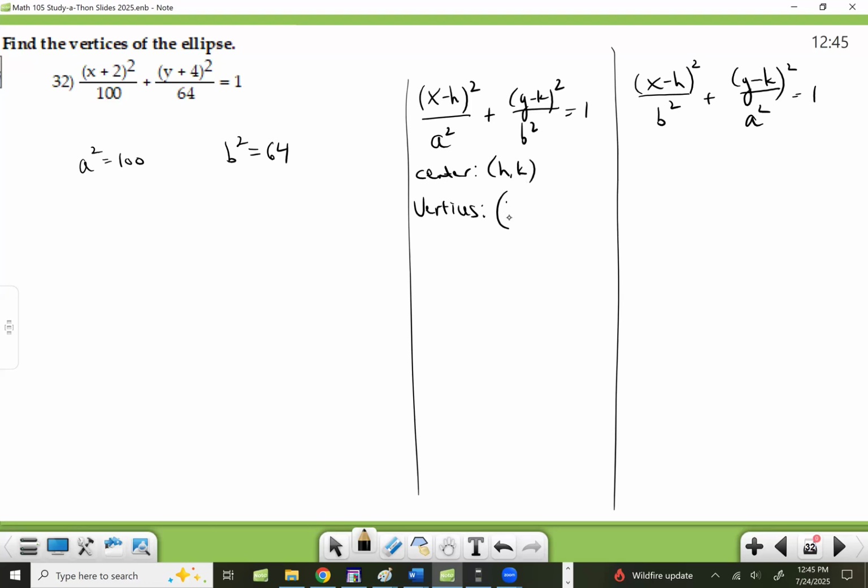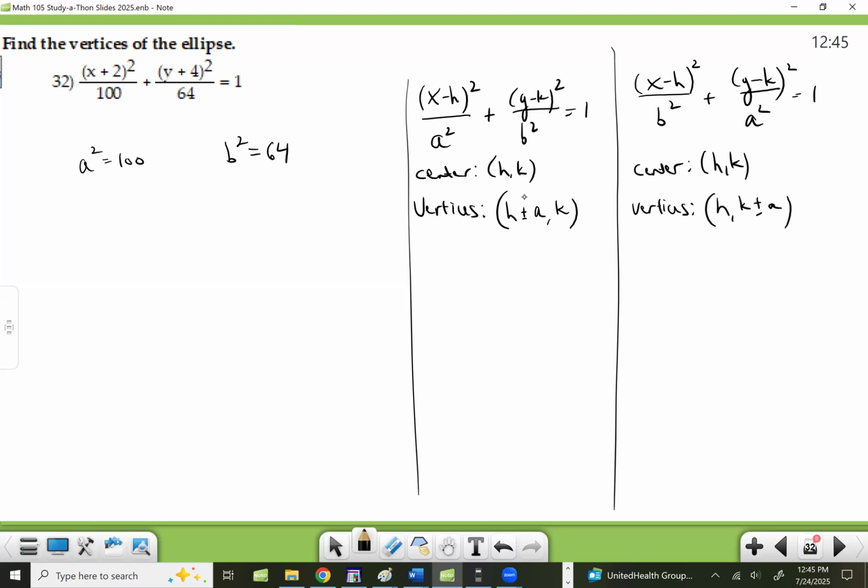You're going to take the x value, the h, and add and subtract a to that. Whereas if the bigger number is underneath y, then for your vertices, instead of doing it to the h, you're going to do it to the y value, the k. So if the bigger number is under x, add and subtract it to the x. If the bigger number is under y, add and subtract it to the y. It's that simple, and the center is still the same, h comma k.